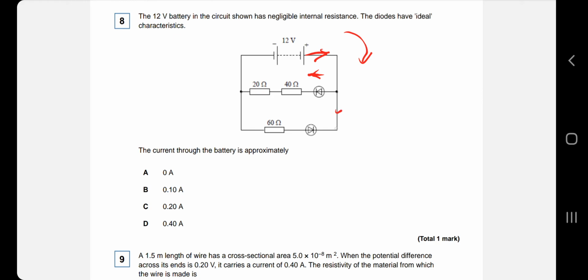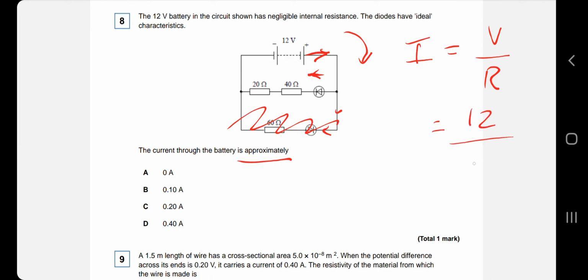Fine. However, on this side of the circuit, the diode is in the reverse orientation or reverse bias, which means that no current can actually flow this way. So essentially this part of the circuit doesn't exist. So we're just dealing with the top bit. So current would equal total voltage divided by total resistance. So the total voltage is 12, total resistance is 60. So the current for the battery is approximately 0.20 amps. So the answer to number 8 is C.